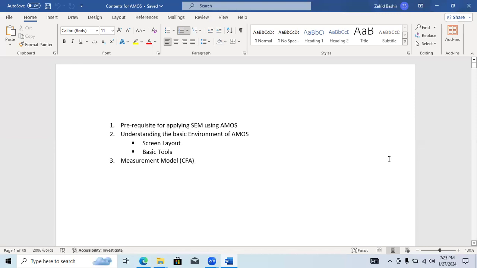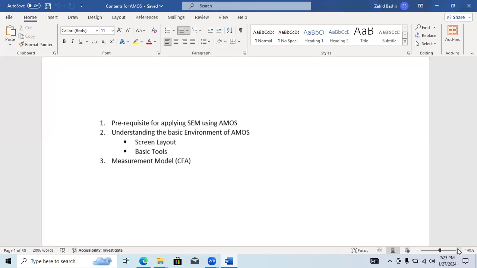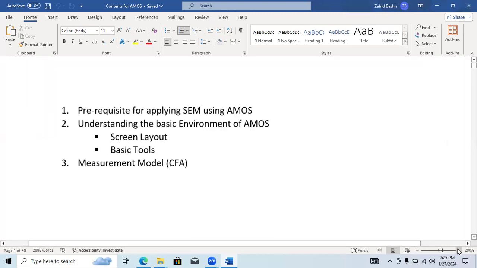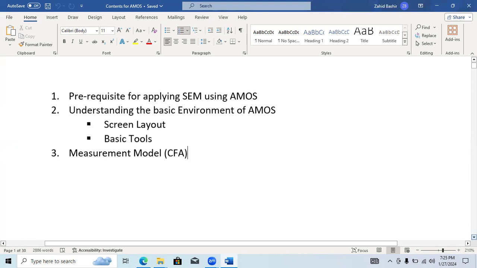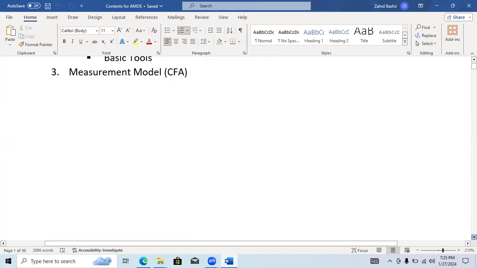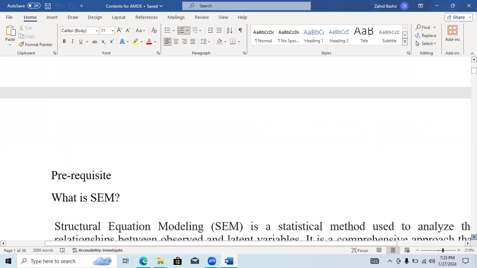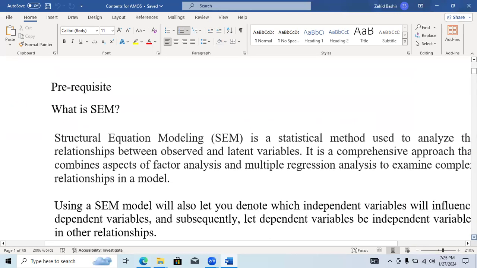As I have previously mentioned, I was busy enough with some of my tasks that I was unable to create the slides for today's session, but I was able to create the contents for today's session in a Word file. So don't worry, I will cover all the aspects of today's session in my Word file. So let's start.